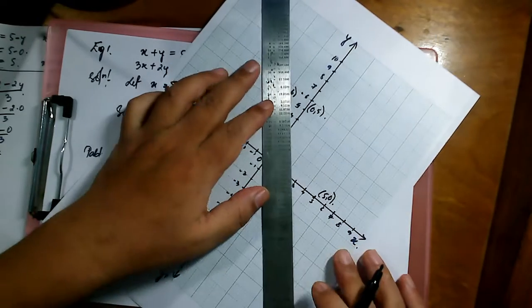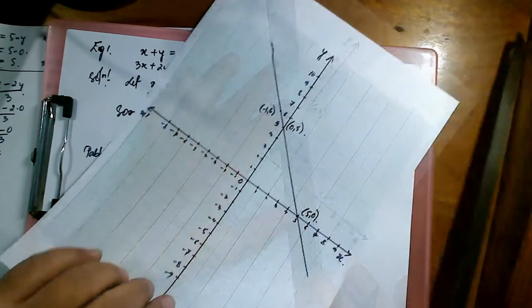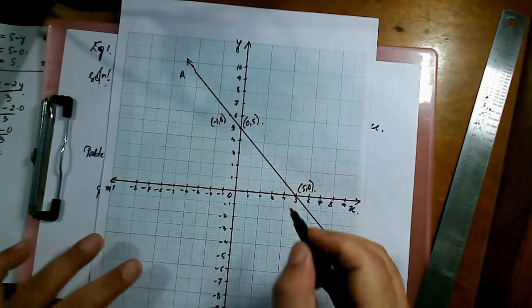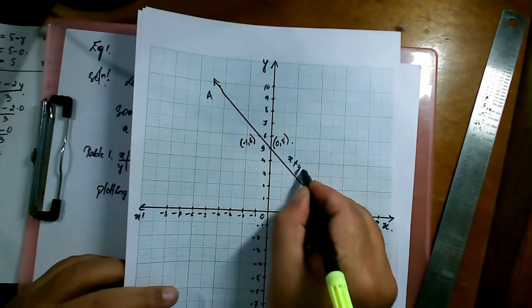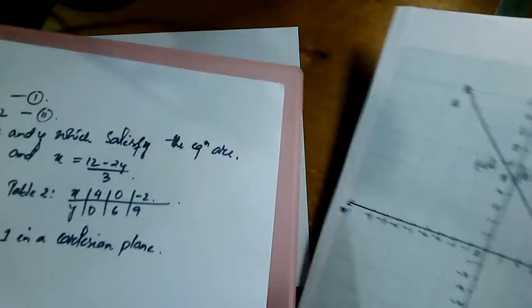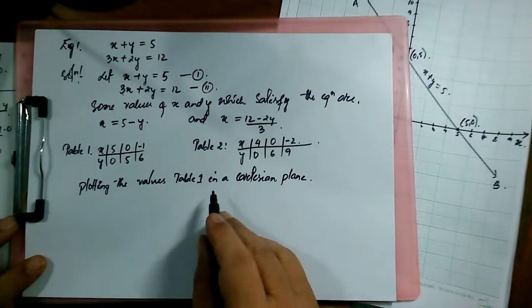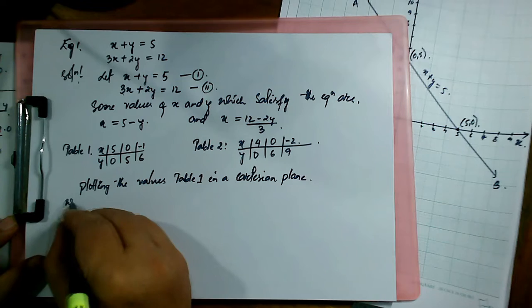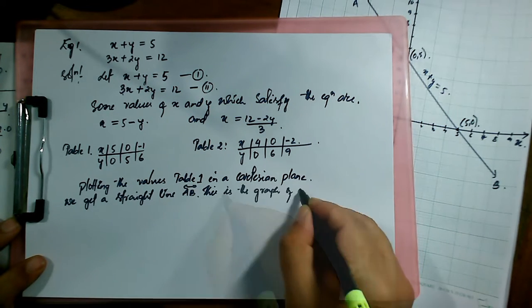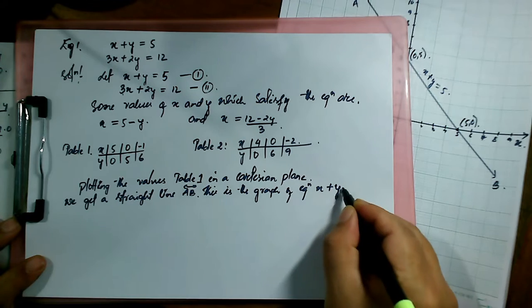Now let's join these points. Joining them, we get a straight line. Let's call it A and B, and the equation is x plus y is equal to 5. Plotting the values of table 1 in a Cartesian plane, we get the straight line AB. This is the graph of the equation x plus y is equal to 5.